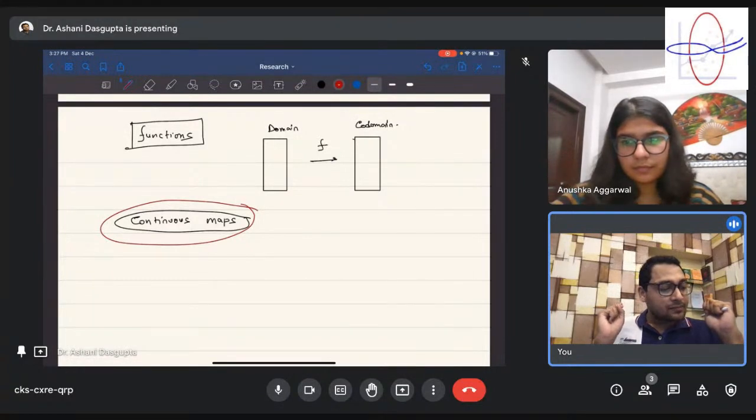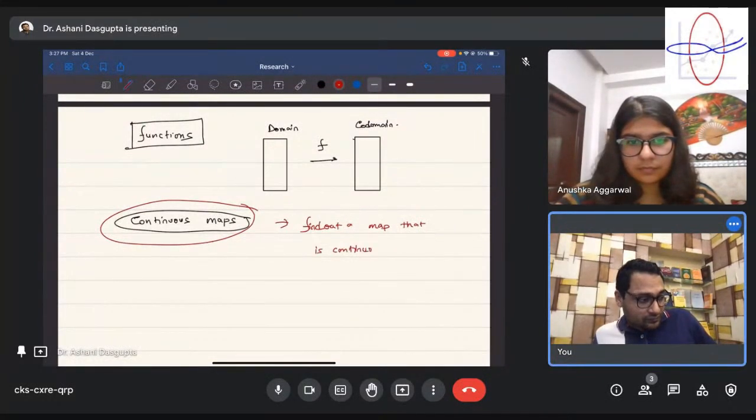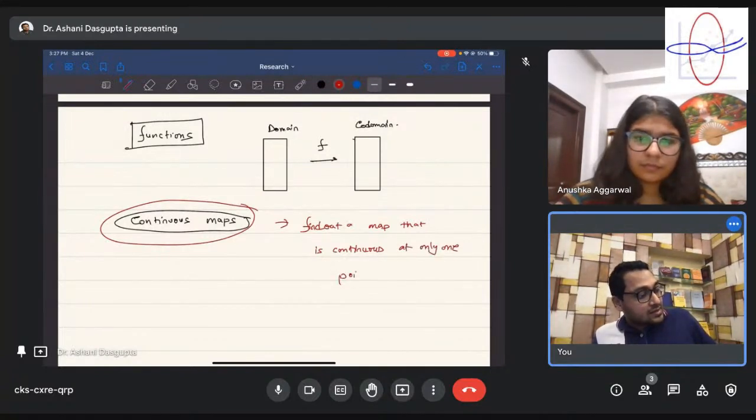And these are counterexamples to those kinds of thoughts. So why don't you find a map that is continuous at only one point and discontinuous everywhere else? There are famous examples of this sort of function. There are very standard famous examples of this sort of function.